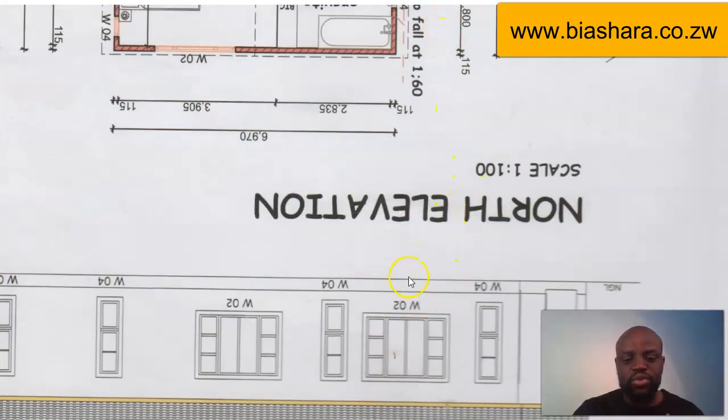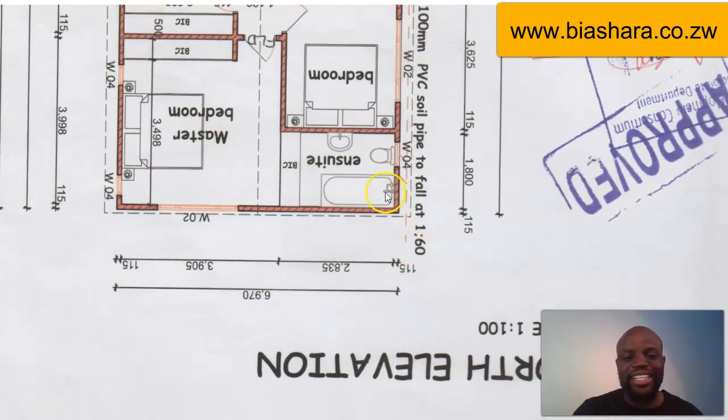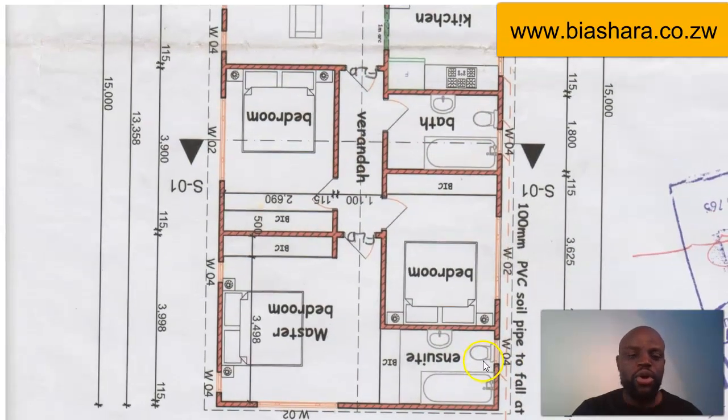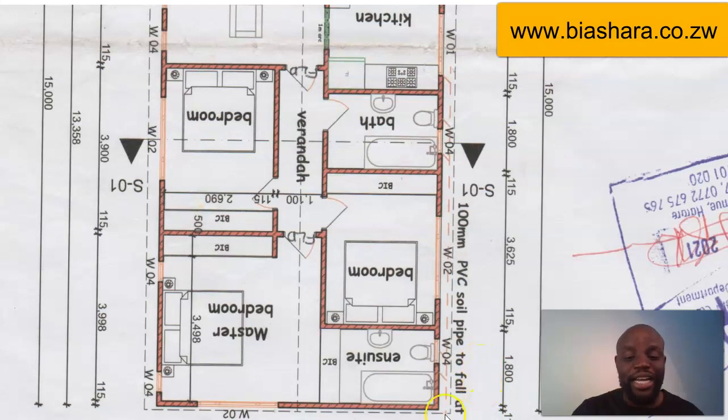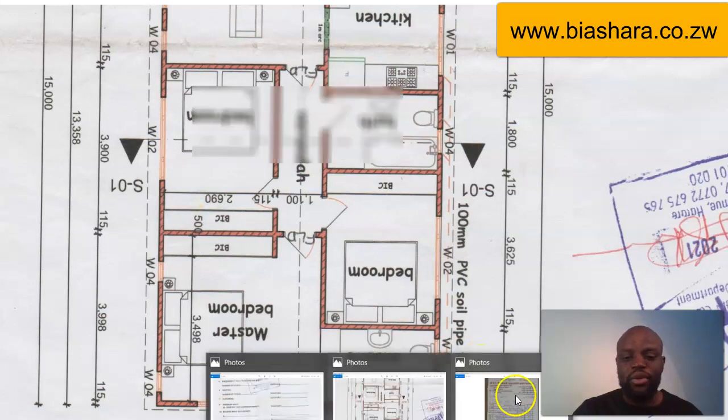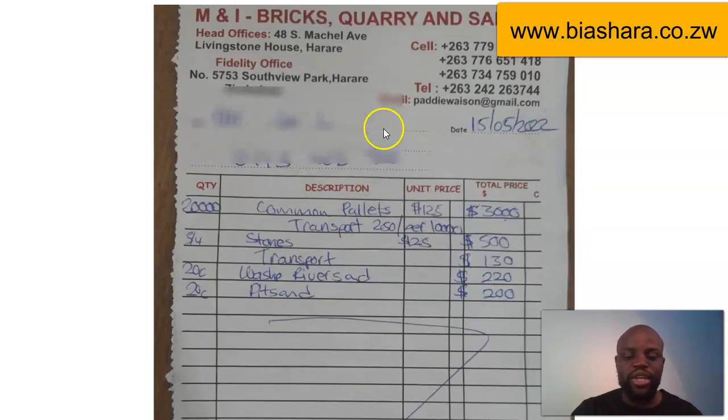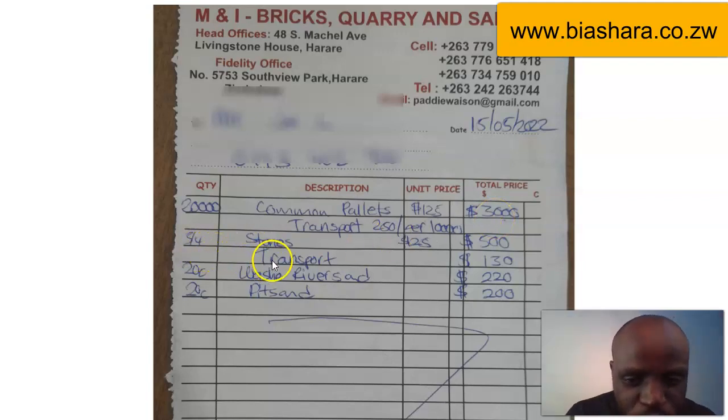When I visited the site, I realized that there's some work that needs to be done before the building actually starts. So I consulted one of the local providers. As you can see on my screen, this is the quotation that I got: 20,000 bricks is $3,000 including delivery, and then 20 cubics of stones, 20 cubics of river sand and 20 cubics of pit sand, those are the prices right there.